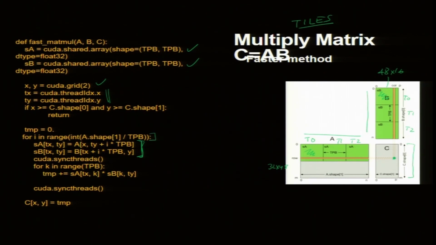So, SA I want to fill. Given x and y, it is filling SA at Tx comma Ty as A at x comma Ty plus i times TPB. I goes from what to what? A shape 1 divided by TPB. A shape 1 is 48, and 48 by 16 is 3.